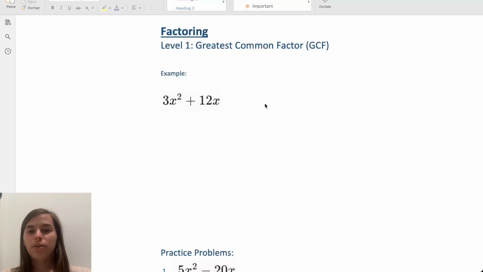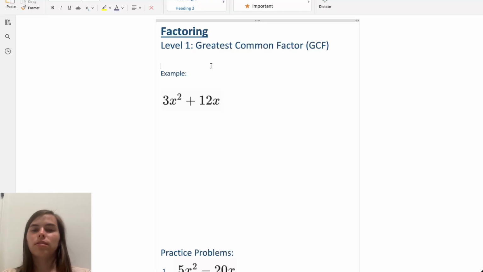Starting with our first type here, which is called greatest common factor. This type of factoring is typically the type you would start with. Anytime you see a factoring problem, you should always try to do this first. This is your first line of defense, okay? And right now, I'm going to show you how to do it.